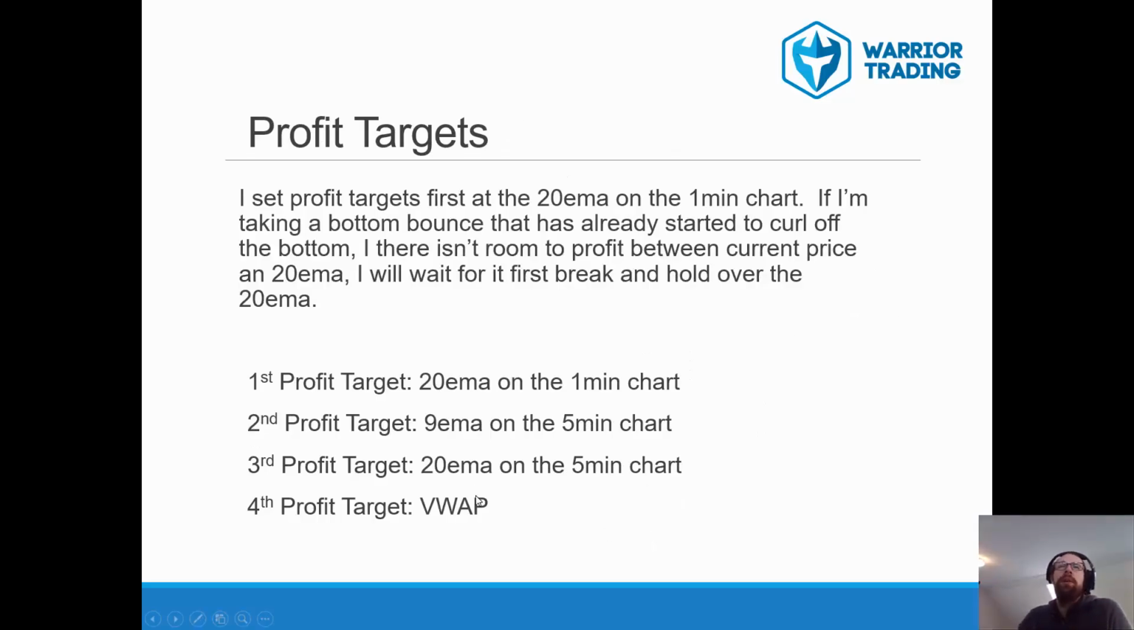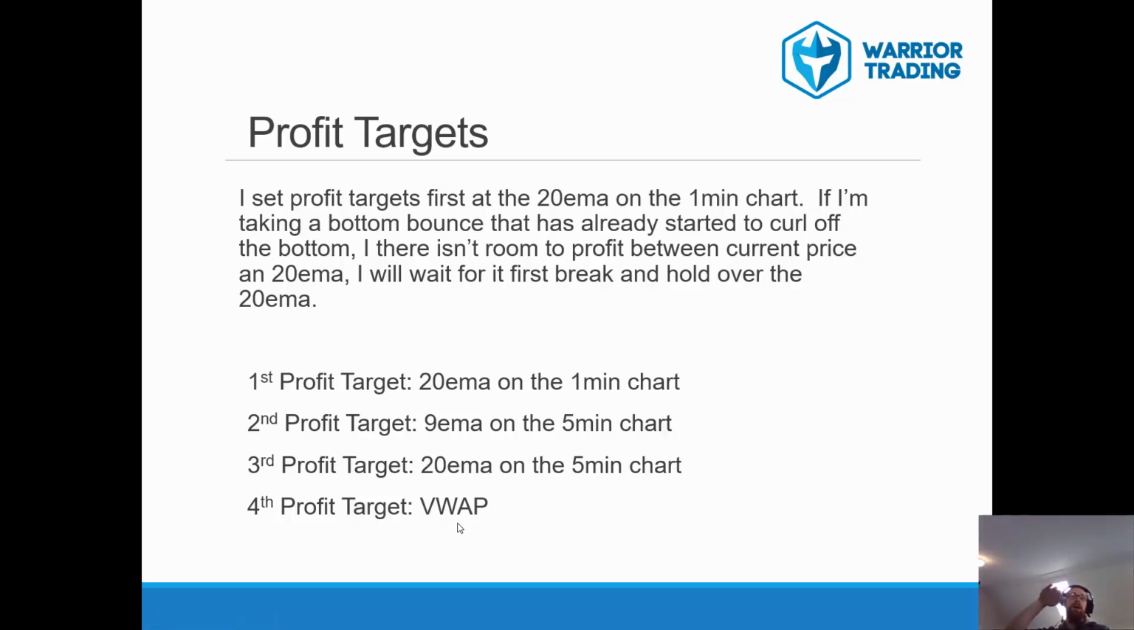Your profit targets on reversals are going to be a lot more conservative than your profit targets on momentum stocks. You're very rarely going to get 2, 3, 4-point reversals. Reversals are usually about a short-term correction back up to a moving average. So the first target is the 20 moving average on the 1-minute chart. Second target is the 9 moving average on the 5-minute chart. Third target is the 20 moving average on the 5-minute chart. Fourth target is the VWAP, the volume weighted average price.